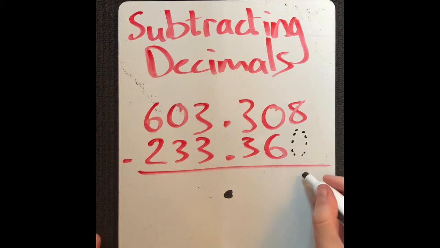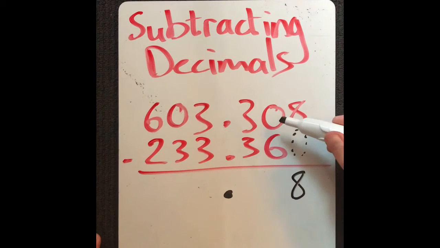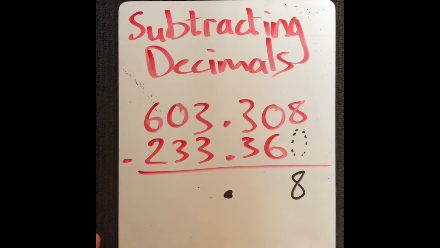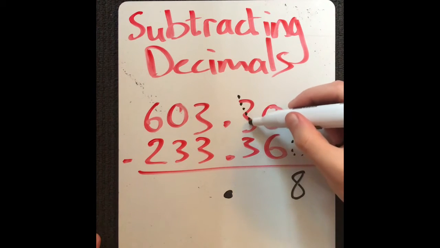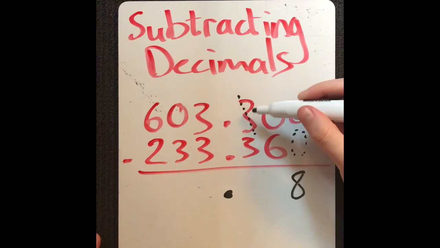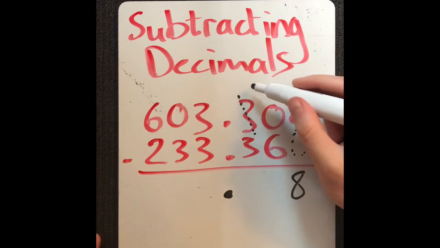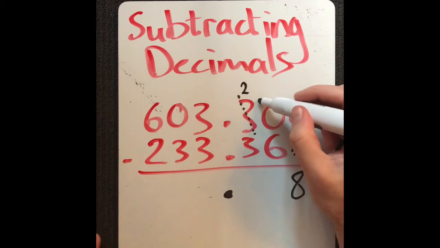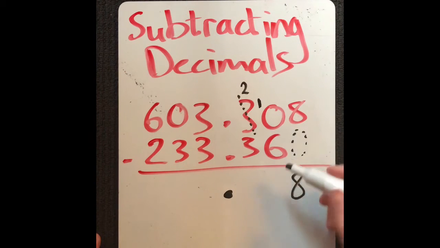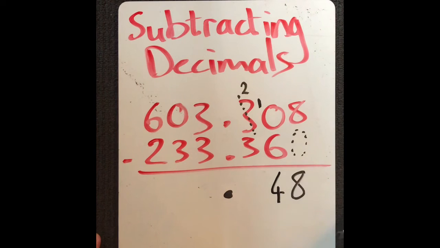8 take away 0, which is 8. Next one, we've got 0 minus 6. Okay, we can't do that because the top number is smaller than the number below. So we're going to borrow from the next column, our tenths column. That 3 is going to become 2, and that 1 that I'm taking is going to come over here. So it'll be 10 take away 6, which is 4.